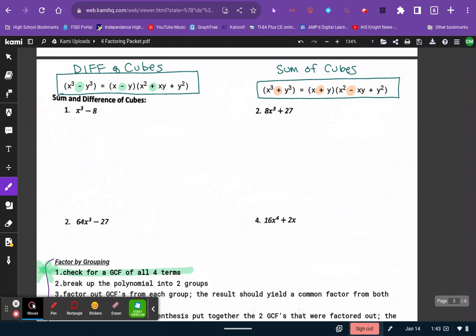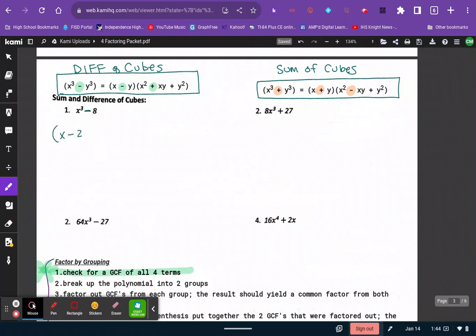Starting with number 1, I have two terms. Neither of them have a GCF. It's subtraction. So I'm looking at the possibility of a difference of squares or a difference of cubes. So I look at each term. Is it possible to take the cube root of both terms? I can cube root this. The cube root of that would be x. And the cube root of the second term, yes, cube root of 8 is actually 2.